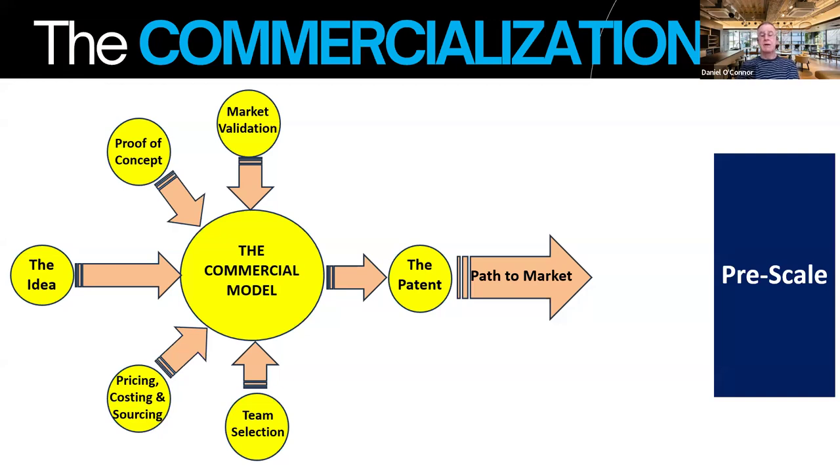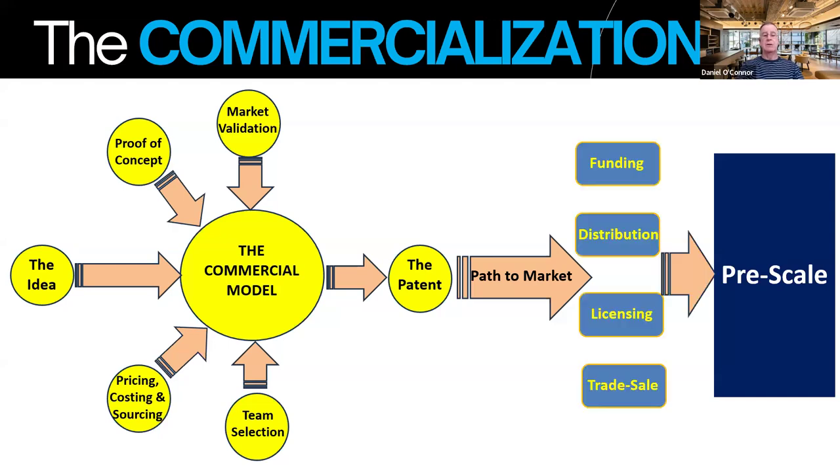Pre-scale is where you have enough cash flow that venture capitalists will then want to accelerate you all the way through to your exit. So at pre-scale, to get there, we have to have one of four or all of four paths to market. And we do that with funding, distribution, licensing, or a trade sale.